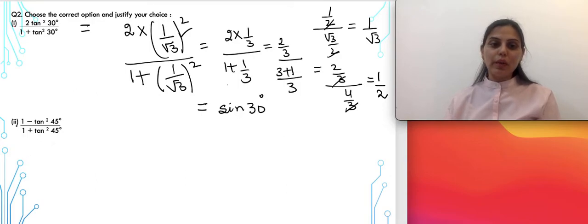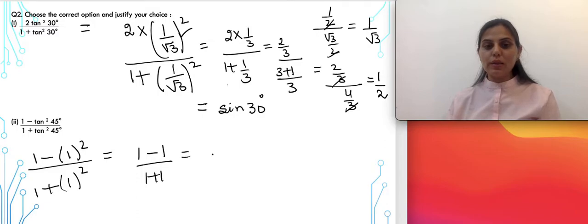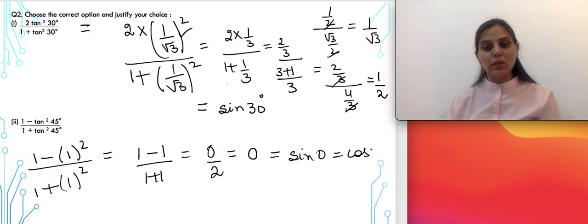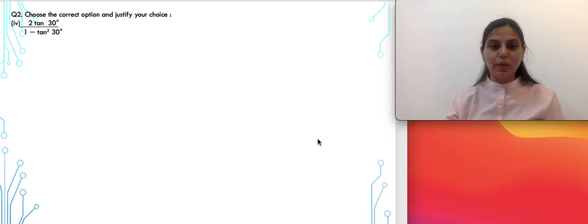Similarly, moving on to the next question, 1 minus tan square 45 means 1 minus 1 whole square, and 1 plus tan square 45 means 1 plus 1 whole square. So this can be written as 1 minus 1 upon 1 plus 1, or this can be written as 0 by 2. 0 divided by anything is 0. So this value is also equal to sine 0, or this value is also equal to cos 90. So whatever options are given to you in the question, please take the right option.